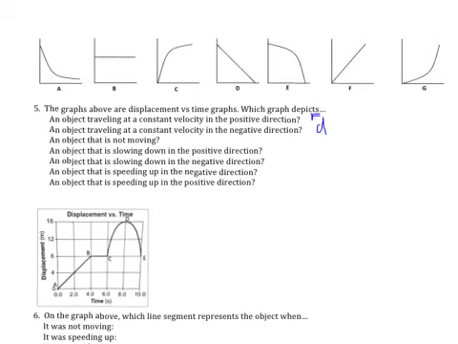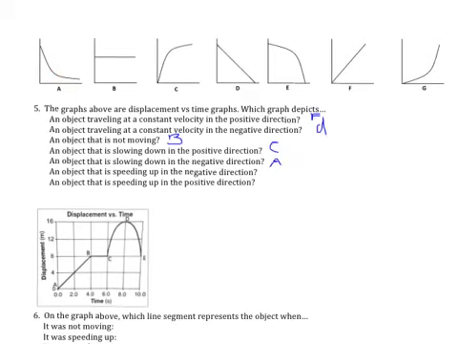How about an object that is not moving? That means it has a slope of 0. There you have it, B. An object that is slowing down in a positive direction. It's moving in a positive direction and it's getting less and less steep, and therefore has less velocity. That would be C. An object that is slowing down in the negative direction. This object is moving in the negative direction and getting slower, so that would be A.